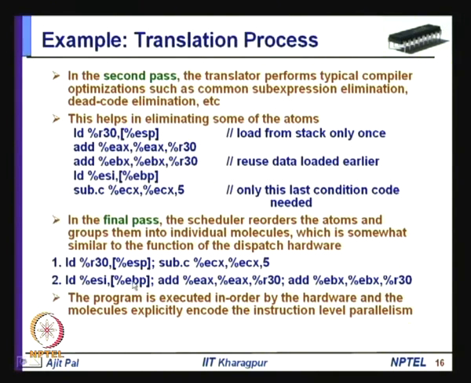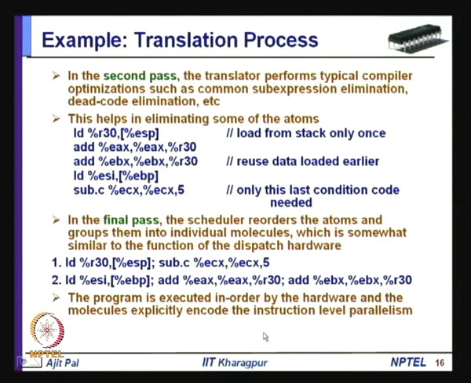Then the remaining 3 are put in a single VLIW instruction, and they can be executed in parallel. Now this can be stored in the memory, and then they can be fetched one after the other. The first VLIW instruction will be fetched, and all these atoms will be executed together, and then the second instruction will be fetched. It will be done in the same order, and then all these 3 atoms will be executed in parallel.